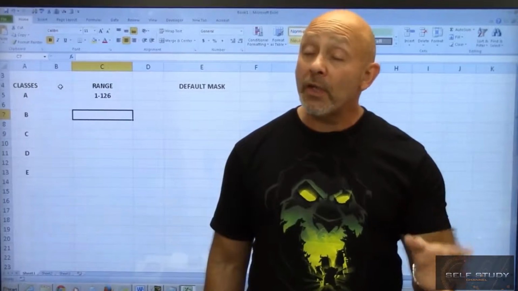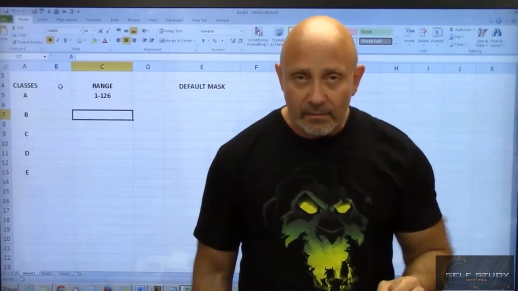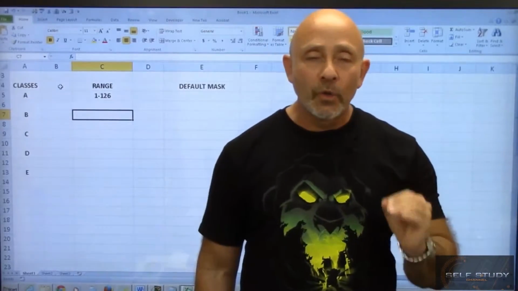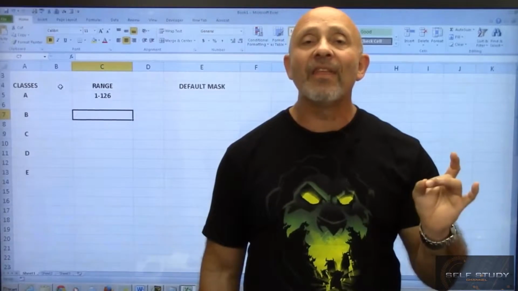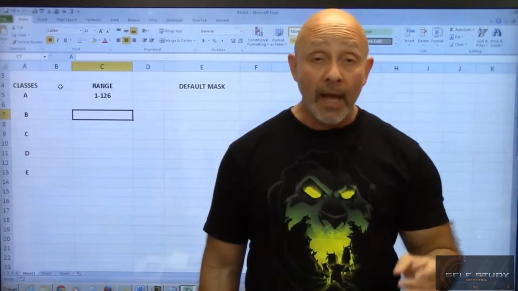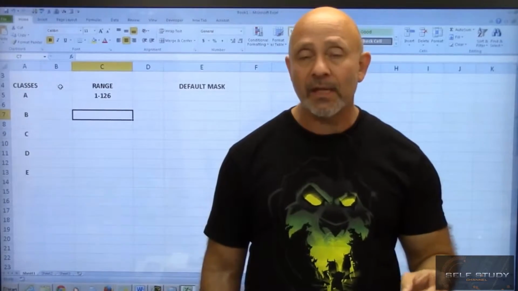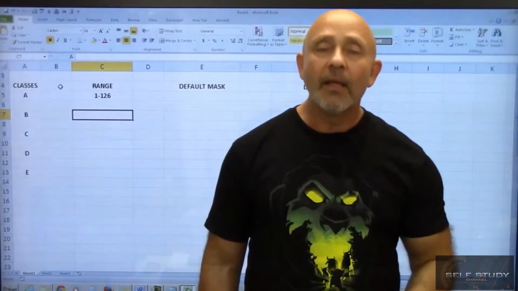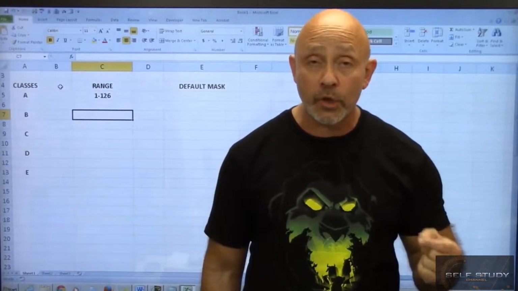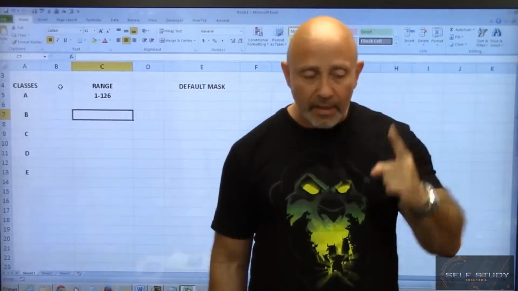But since we're on the subject of the loopback address, if you ping the loopback, what you're doing is testing the TCP/IP stack. You're not testing your NIC card. If you ping your NIC card's IP address, then you're testing your NIC card. If you ping the loopback, you're testing the protocol suite. So keep that embedded in your head.